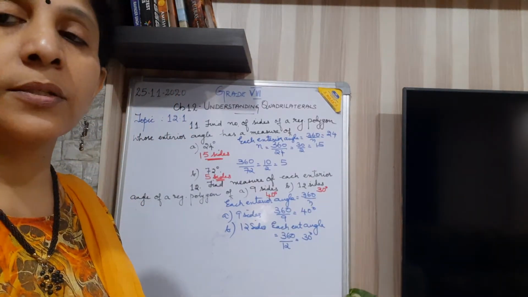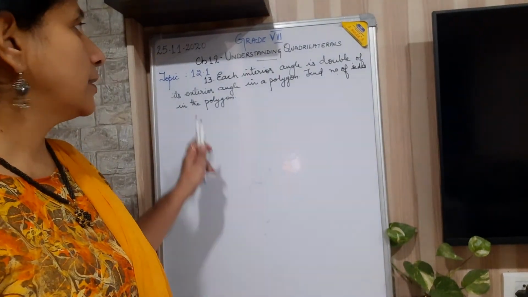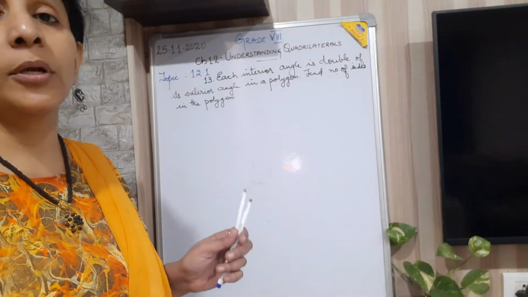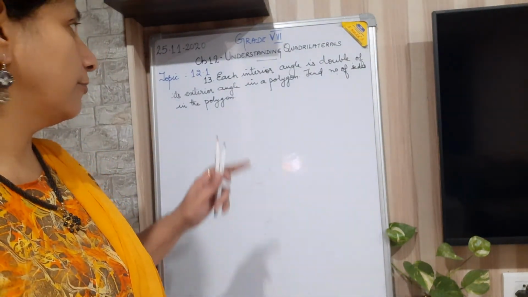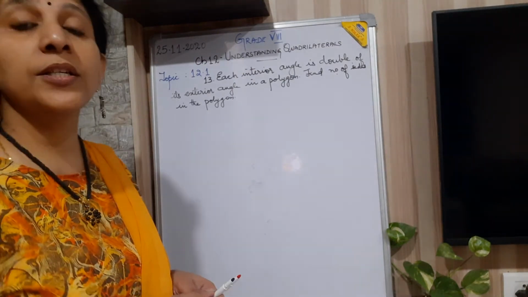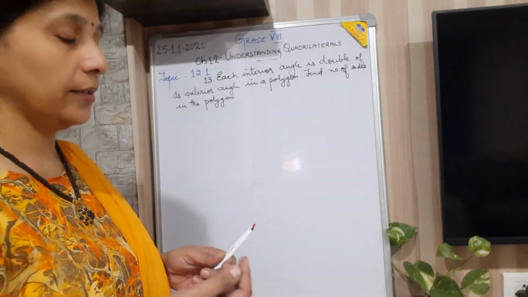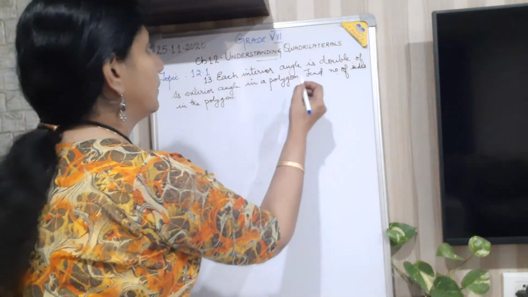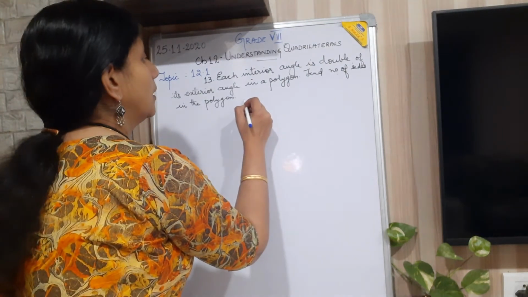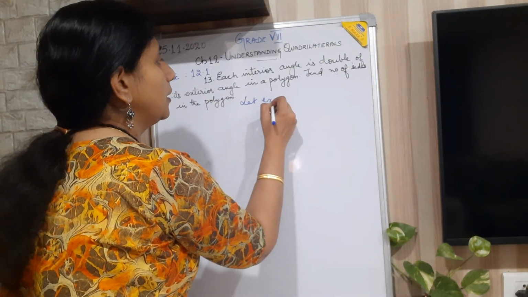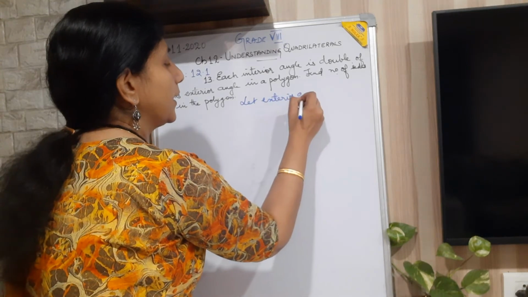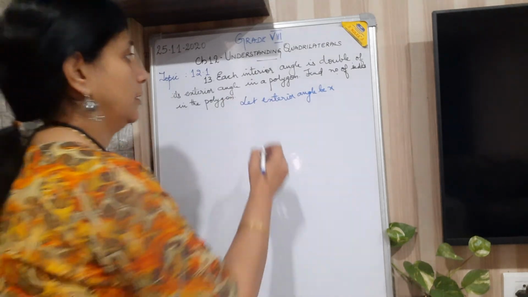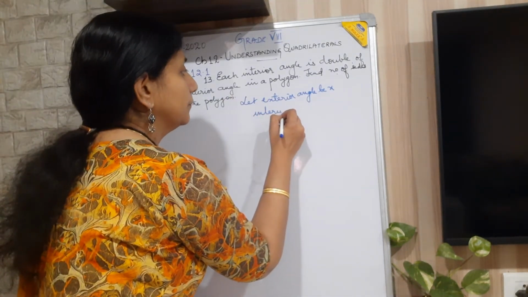So we'll go for the next question. Last question of the exercise is each interior angle is double its exterior angle in a polygon. In a polygon, the interior angle is double that of exterior angle. Find the number of sides of the polygon. What is the relationship between interior angle and the exterior angle? That is, their sum will be 180. So let the exterior angle be x. Okay. So what about the interior angle? It is double. So interior angle will be 2x.